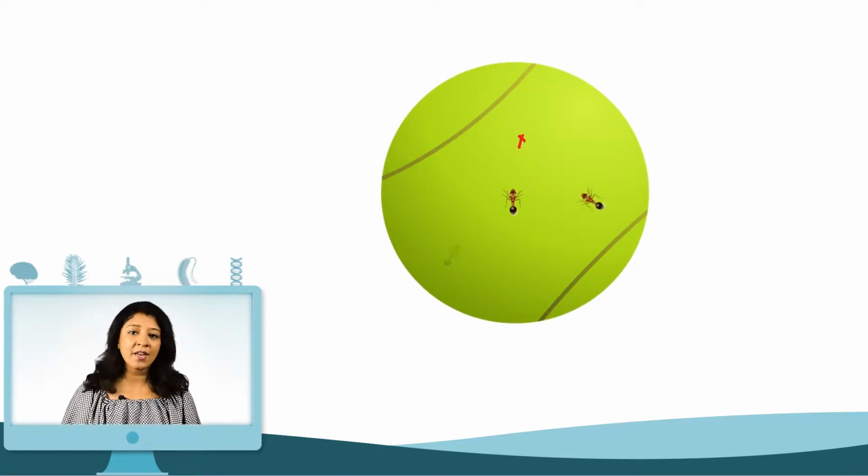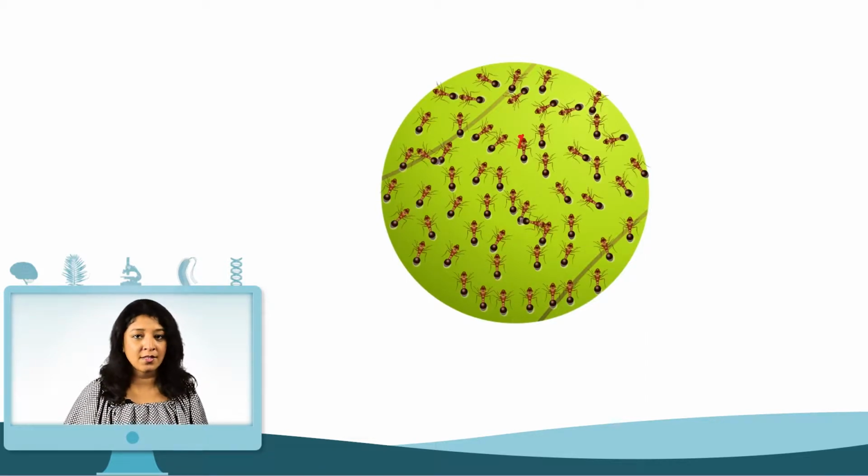If you have 2 or 3 ants, it would still take some time for them to crawl on top of the red spot. Now imagine this ball is swarming with ants. How soon do you think an ant will find the red spot? Pretty much as soon as they arrive, right?